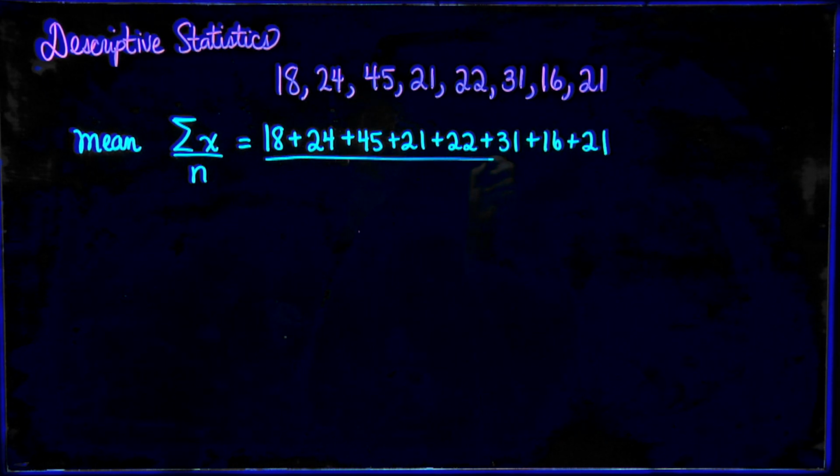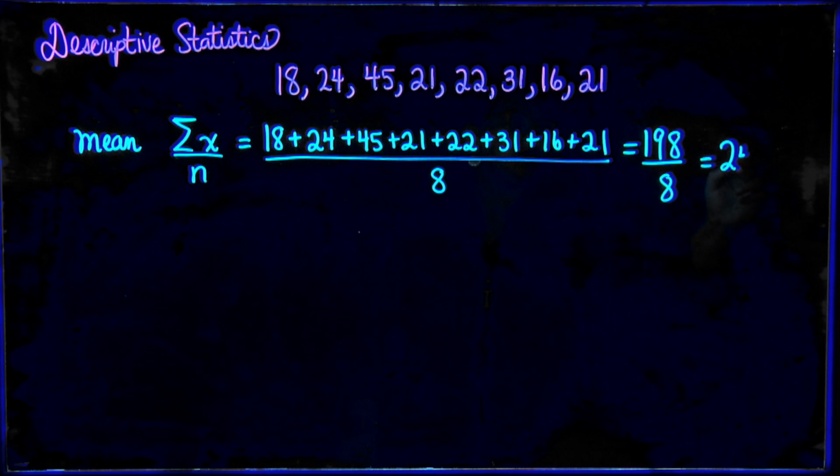And we will divide that again by the size of our sample. So I have 2, 4, 6, 8 data values represented. As I said earlier, 8 customers. So n is 8. And the sum of 18 all the way through the last data value of 21 is 198. And 198 divided by 8 is 24.75.